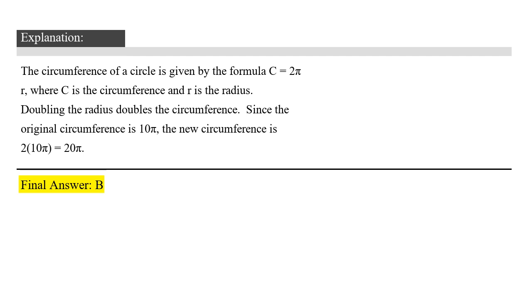The circumference of a circle is given by the formula C = 2 pi r, where C is the circumference and r is the radius. Doubling the radius doubles the circumference. Since the original circumference is 10 pi, the new circumference is 2 times 10 pi, equals 20 pi.